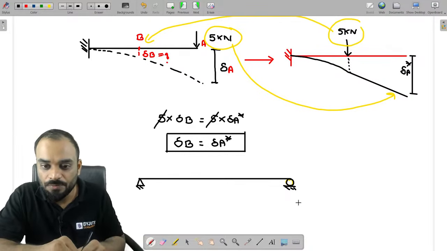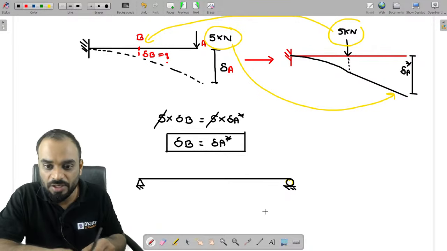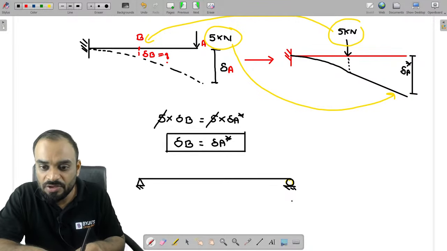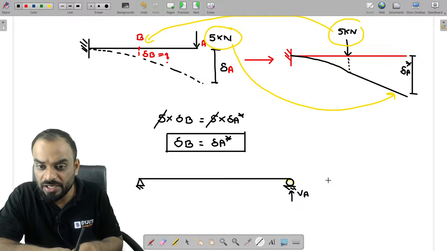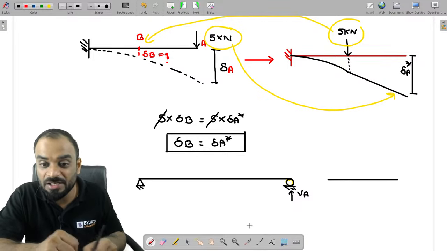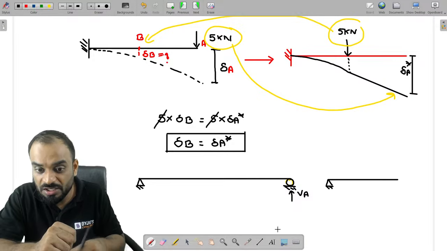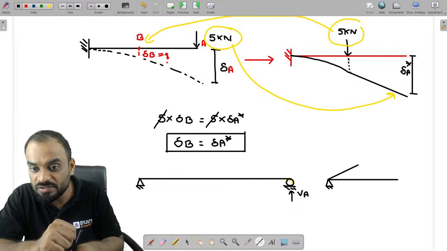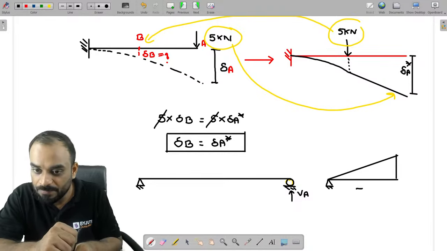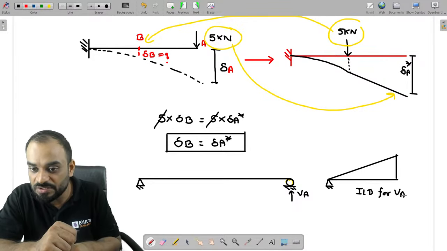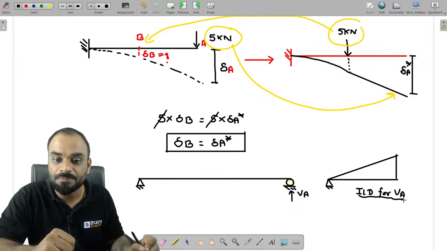Now if we talk about Mueller-Breslau principle, let's understand what it says. Let us suppose this is our simply supported beam. Now let us consider I wish to draw the ILD for this particular reaction VA. How can I draw it? First, you need to remove this particular reaction and give unit displacement in the direction of this reaction. Whatever deflected shape of the beam you get, that is your ILD for the stress function, which is nothing but ILD for VA.